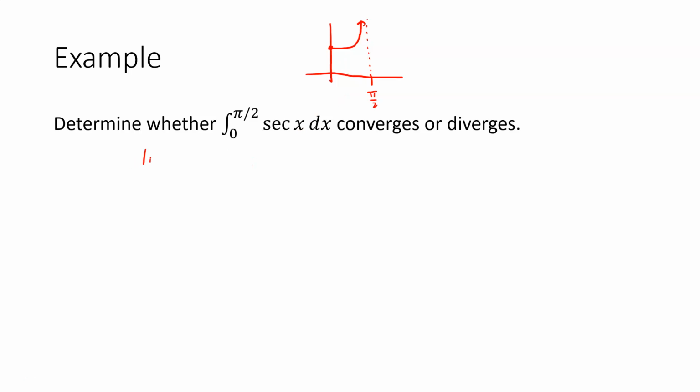So we'll take the limit as t approaches pi over 2 from the left side now, of the integral from 0 to t of secant x dx. We know the integral of secant, remember, will be ln of the absolute value of secant x plus tangent x, and then evaluate from 0 to t.